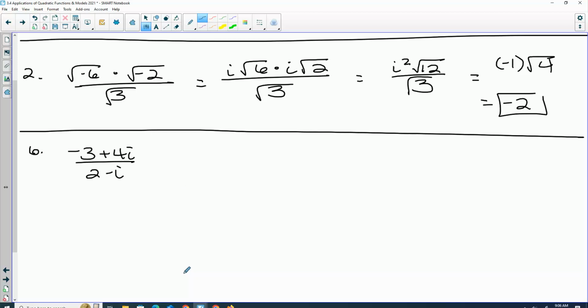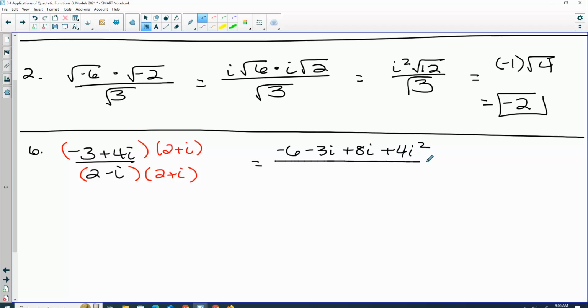What's wrong with problem 6? We can't leave i in the denominator. So to fix it, we multiply by the conjugate. Same thing, but you change the sign. So we are going to multiply by 2 plus i on top and bottom. And then we FOIL. So that gives me a negative 6 minus 3i plus 8i plus 4i squared on top.